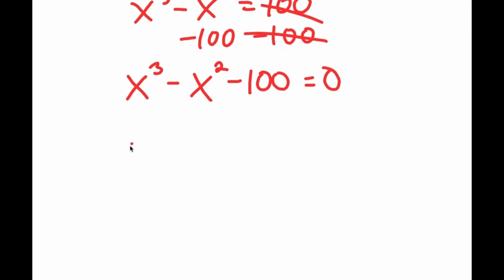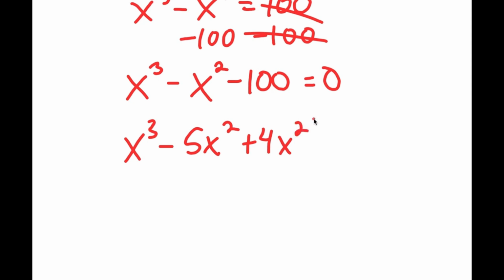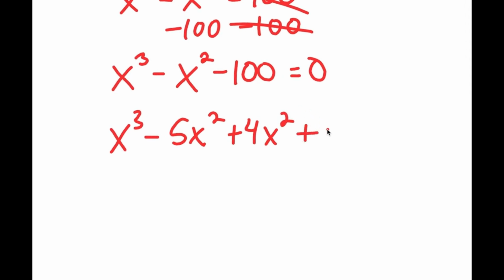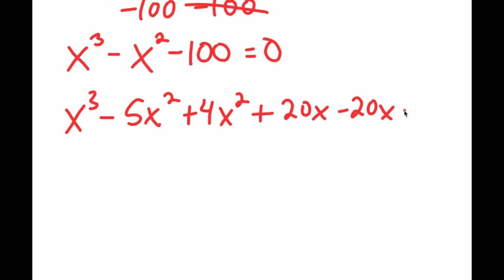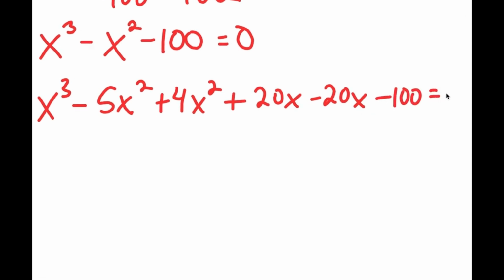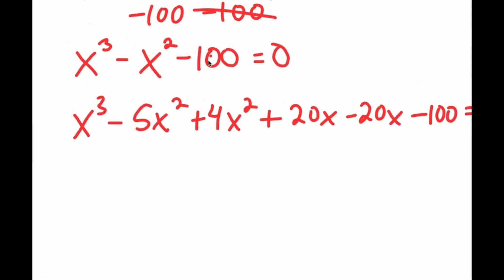I'm going to rewrite negative x squared as negative 5x squared plus 4x squared. And next, I'm going to write 20x minus 20x, and then I have this minus 100 is equal to 0. So the reason I did this is because 5 times 4 is equal to 20, and we want to make this factorable, so we need to have two terms that, when added, make negative 1, and when multiplied, make 20.